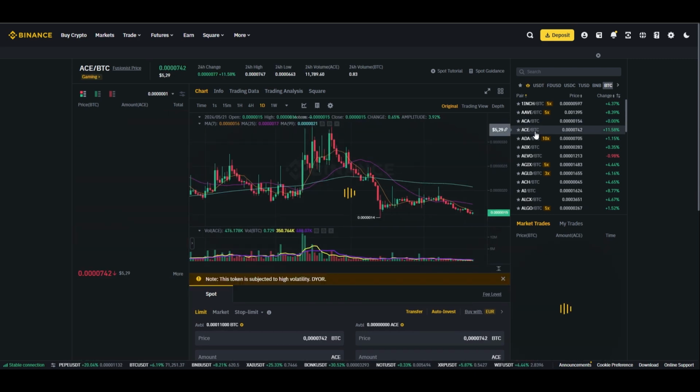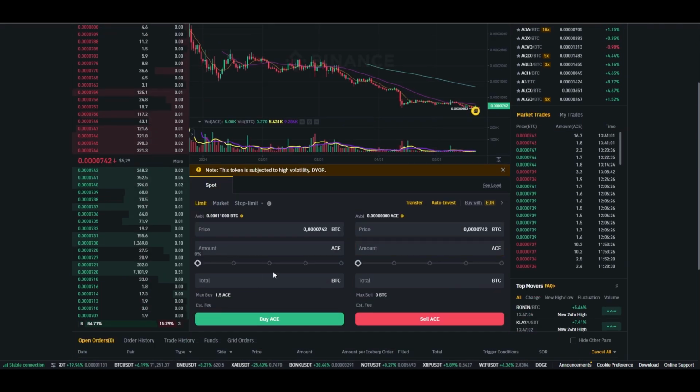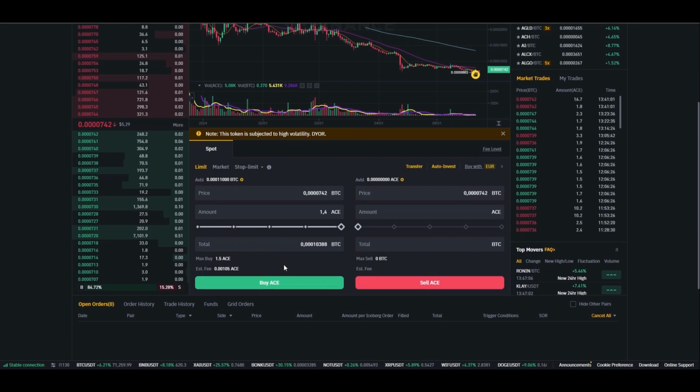And you can buy, for example, some cryptocurrency named Ace, for Bitcoin. You can buy 1.4 Ace. As you can see, for each trade, you have a very small fee, like really, really small one. But if you do very big trades, these small fees will look much, much bigger.